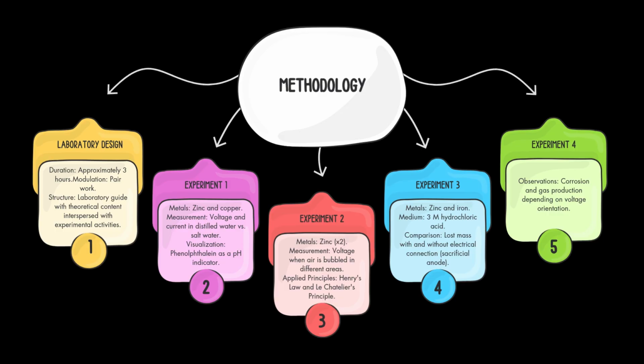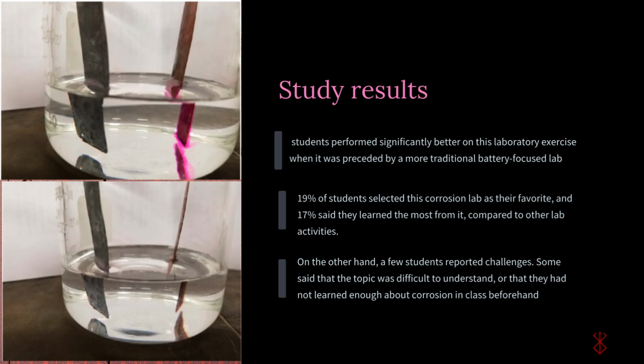Throughout the experiment, students record data such as mass loss, voltage and current readings, and visual observations of the metal surface and pH indicator color changes. This methodology allows them to relate theoretical concepts to real, observable, and measurable phenomena.